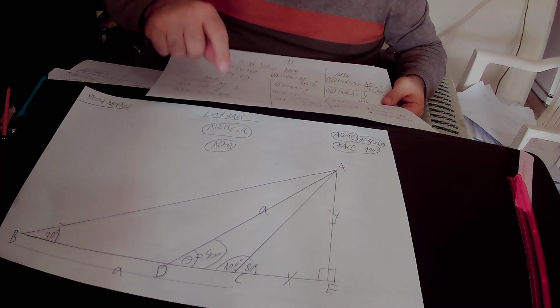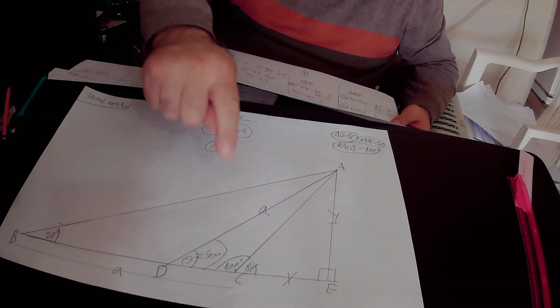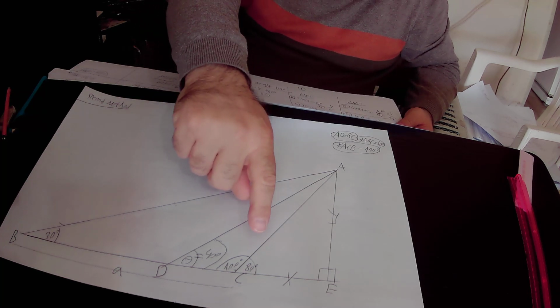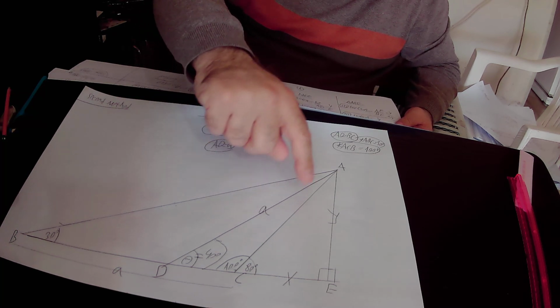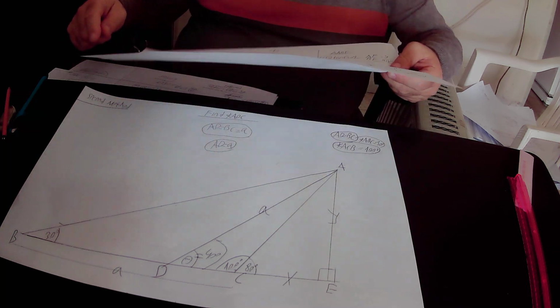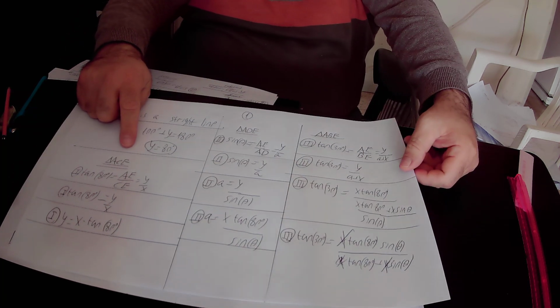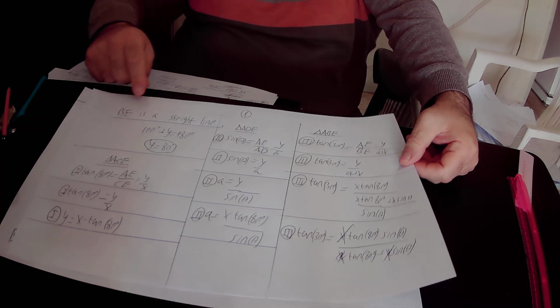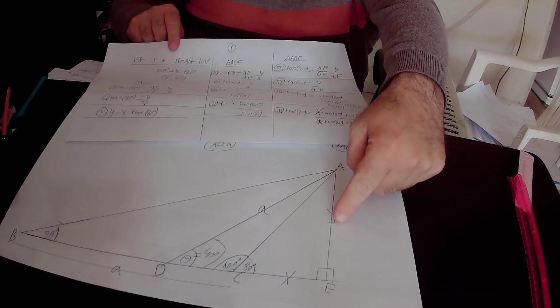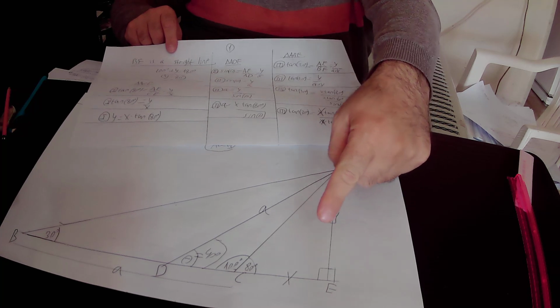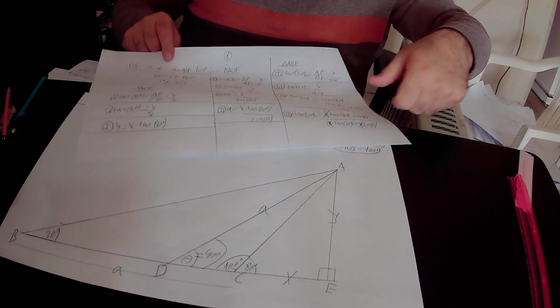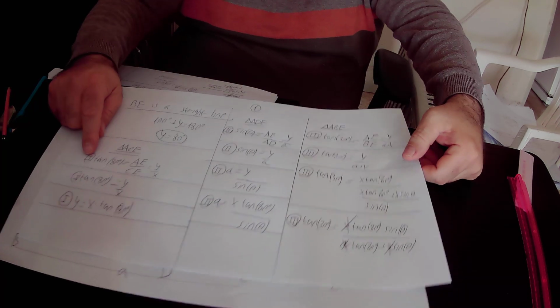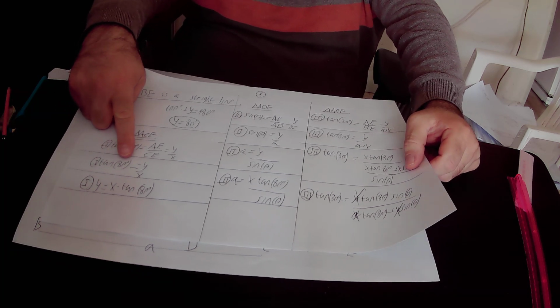Then we focus on the right triangle, triangle ACE. On this right triangle, tan 80 degrees equals AE over CE. But AE equals Y according to our definition, and CE equals X according to our definition. So, in conclusion, tan 80 degrees equals Y over X.